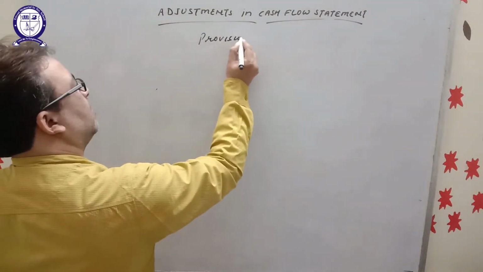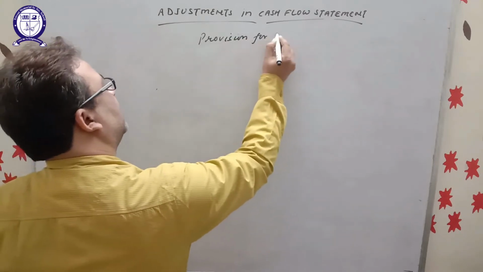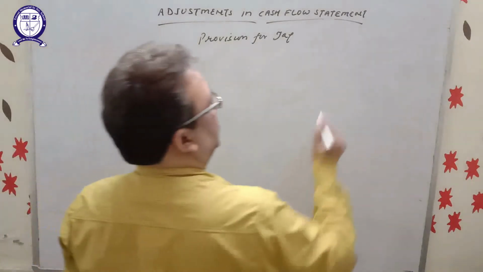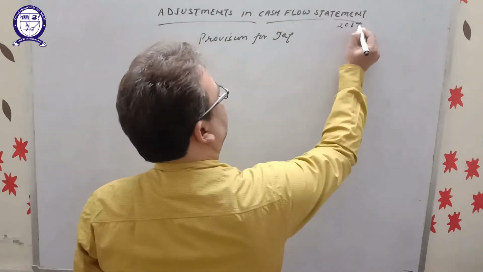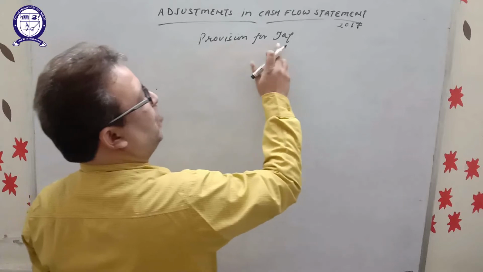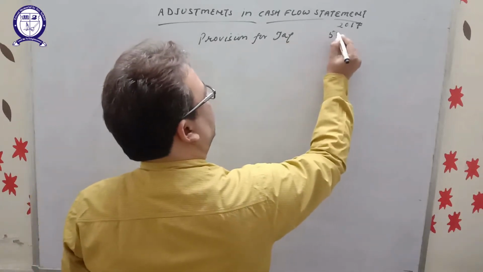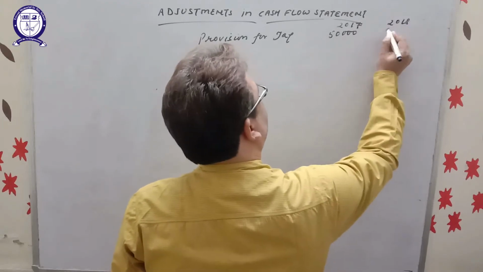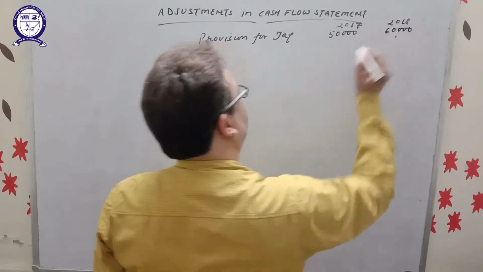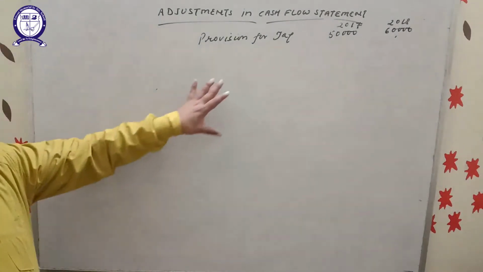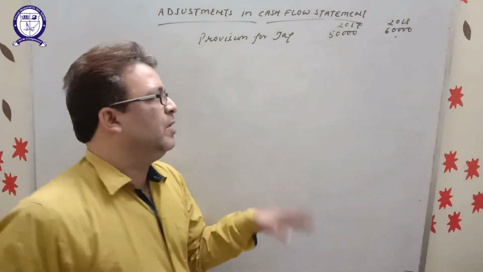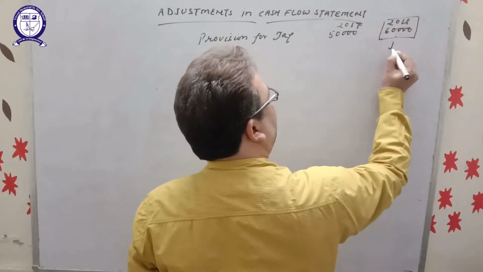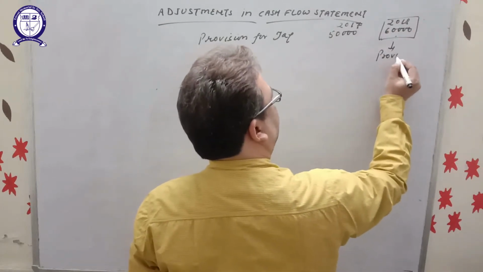Provision for tax. Suppose in the previous year the balance of provision for tax is given as 50,000 and in the current year it is given as 60,000. If no adjustment is given in the question, the current year balance will be treated as provision made during the year.